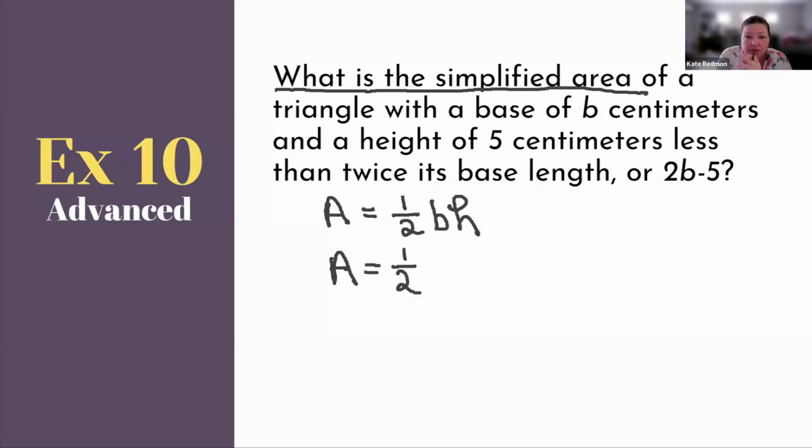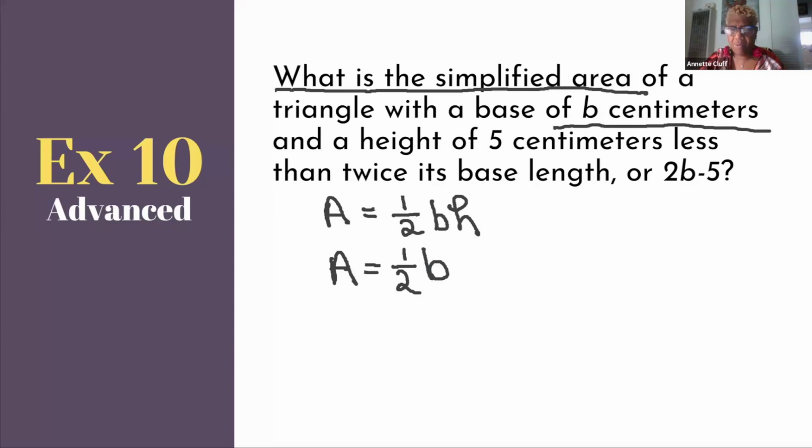We're cool with that. Now here's where things get a little funky. I don't have a number for the base, right? They don't tell us what the base is, but they do tell us they want us to call the base something. Look what they say. They say with a base of b centimeters. They're saying, well, keep calling the base b. Okay, I could do that. And then they said, and a height of 5 centimeters less than twice its base length. Okay, they're not calling the height h, are they?